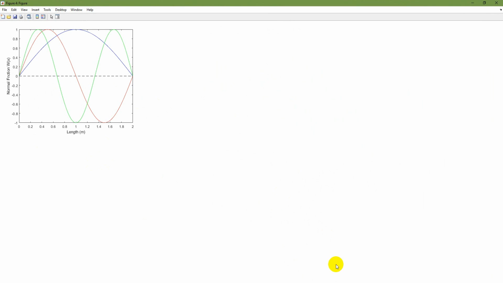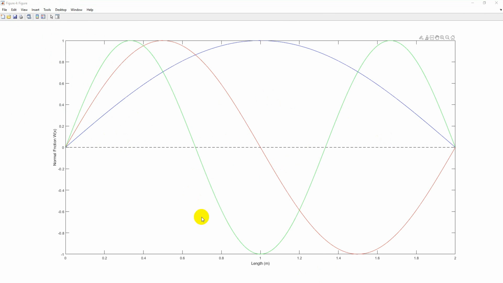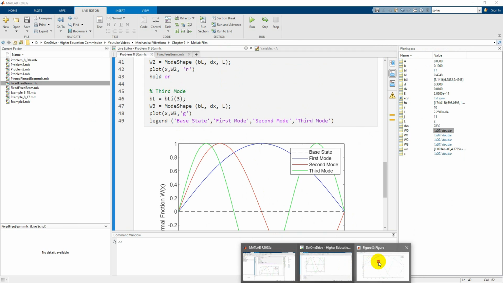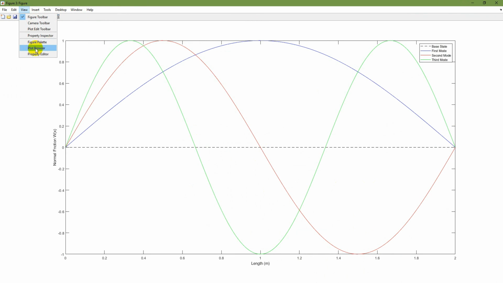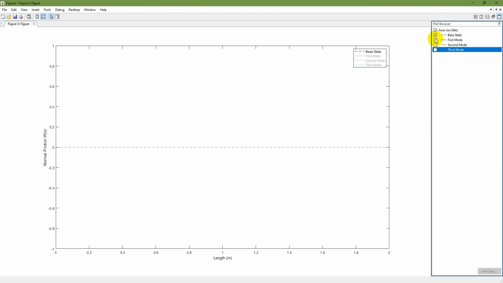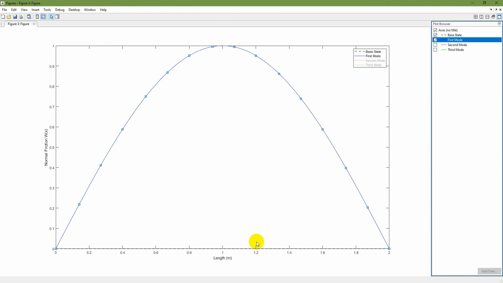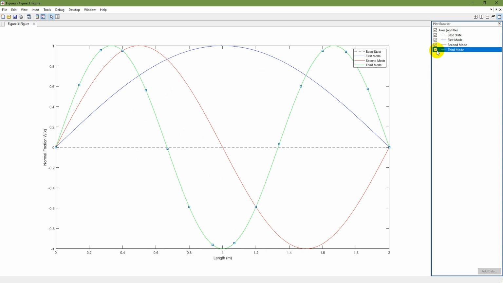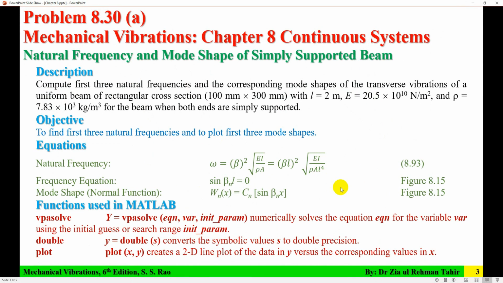So these are three mode shapes, first, second, and third. I have added the legends for them. Here you can see that I have added the legend, and then in the figure here, I can view the plot browser. So that is the base state. Then that is the first mode along with the base state. Then that is the second mode along with the base state. And then that is the third mode along with the base state. So these are the three modes. So that whole problem is solved.